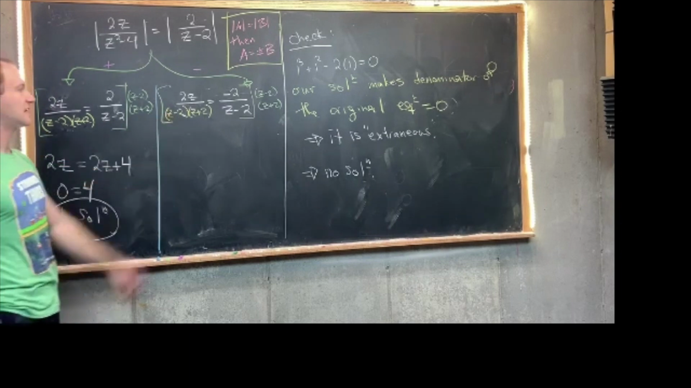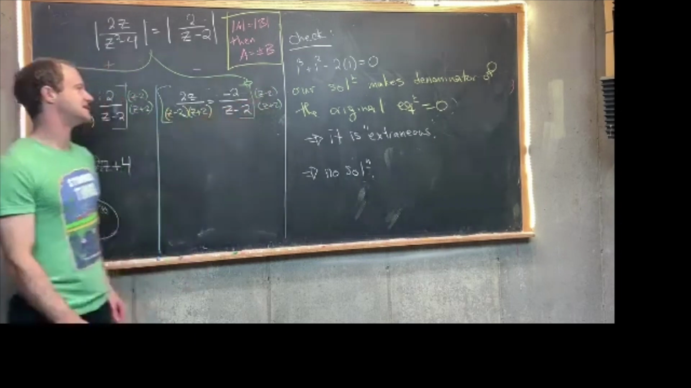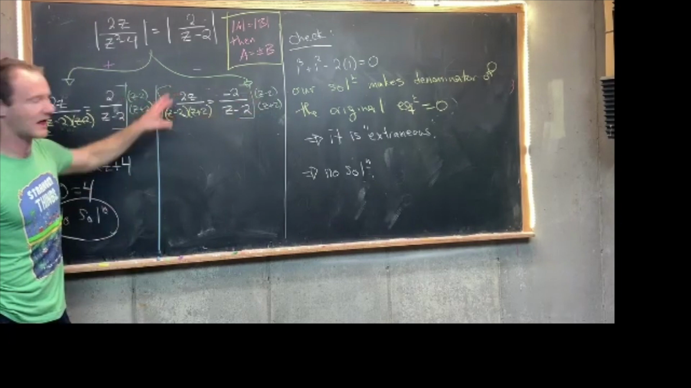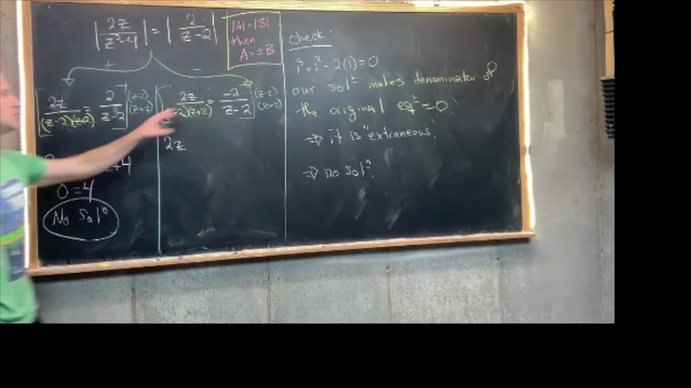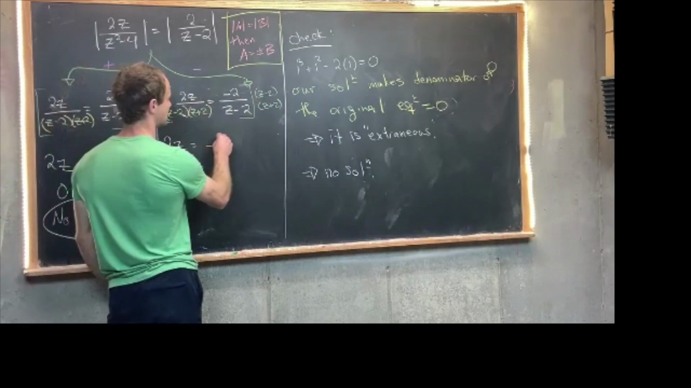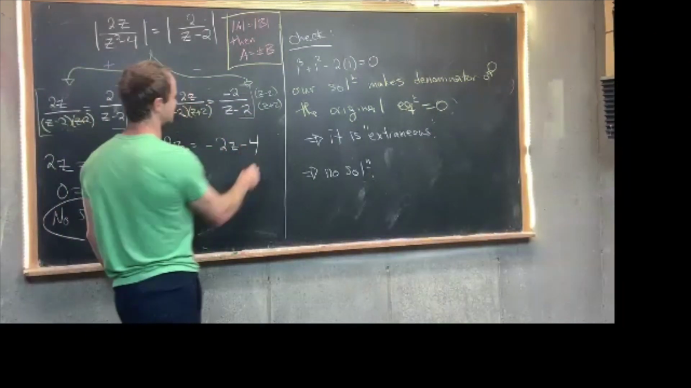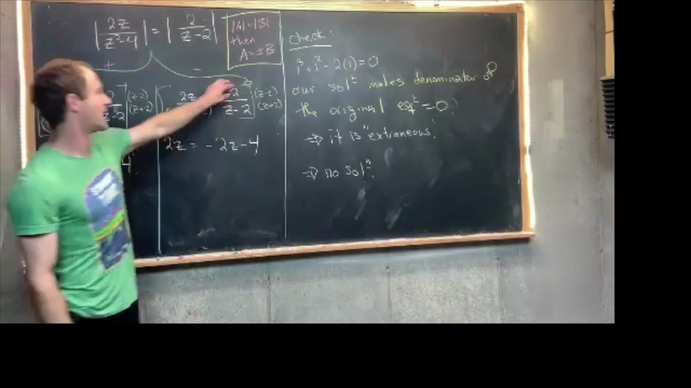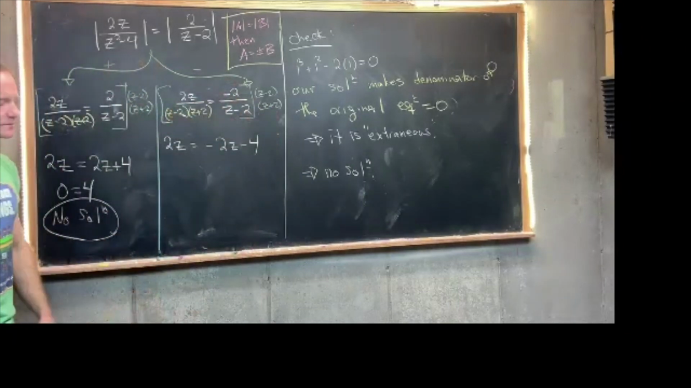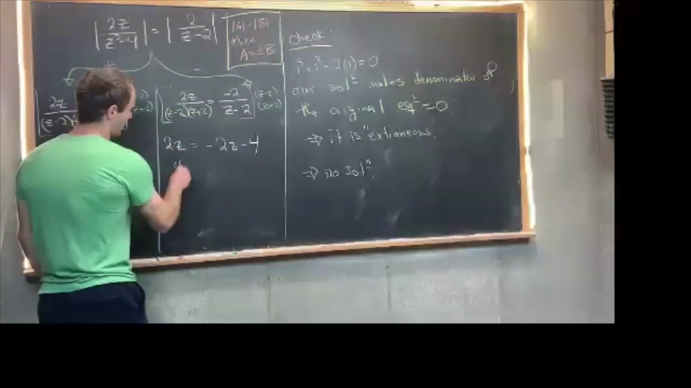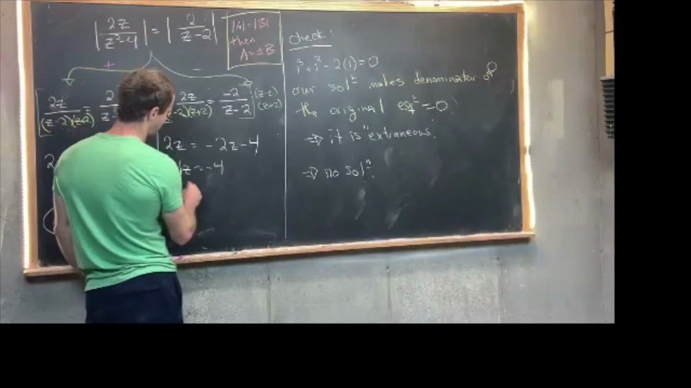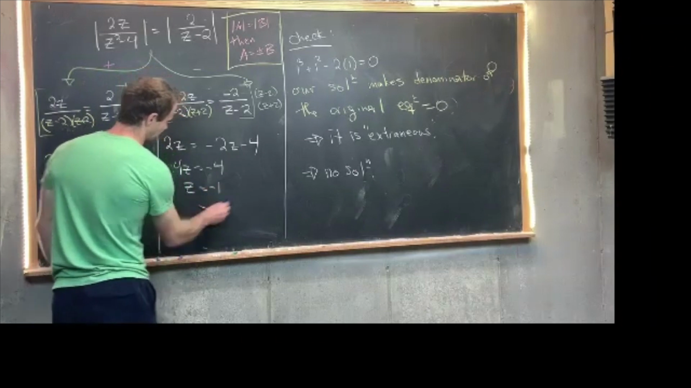Now we want to repeat this over here. So multiplying by z minus 2 times z plus 2 to the left-hand side will give us 2z, just like it did over here. Multiplying to the right-hand side will give us minus 2z minus 4. Again, the minus 2 is going to multiply through to the z plus 2 because the z minus 2 cancels. Now we can move this over and we get 4z equals negative 4, which makes z equal negative 1.